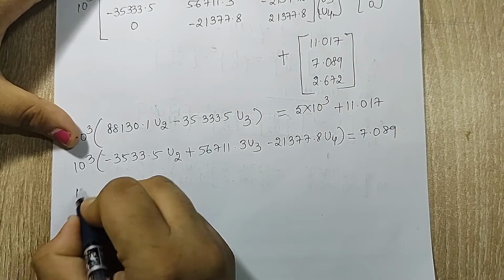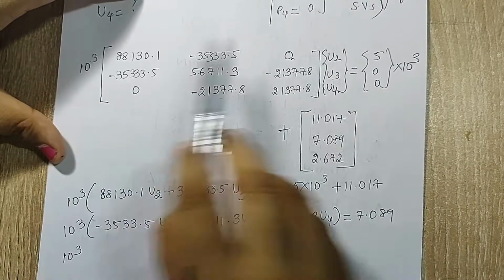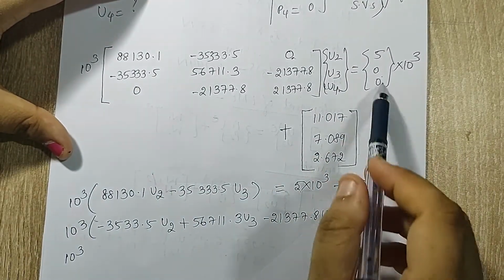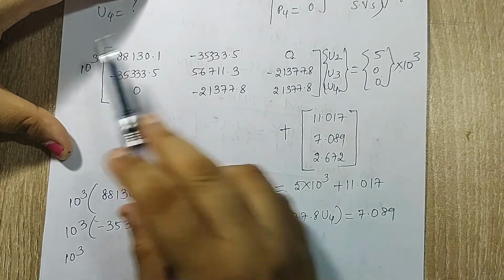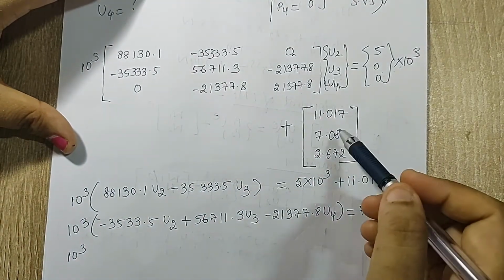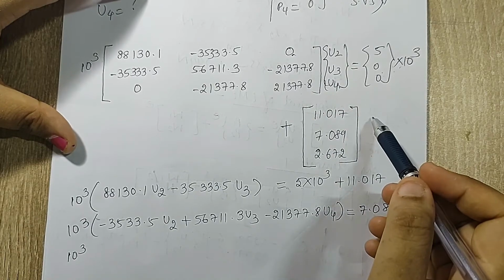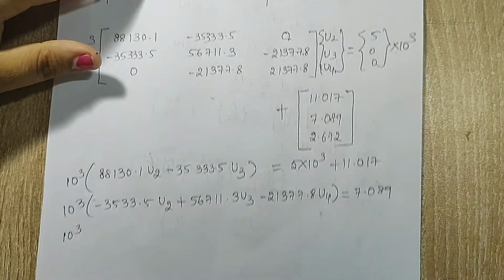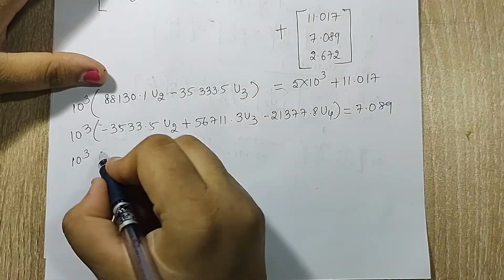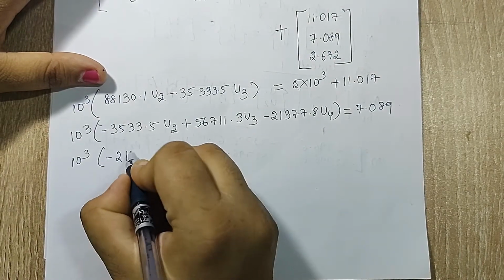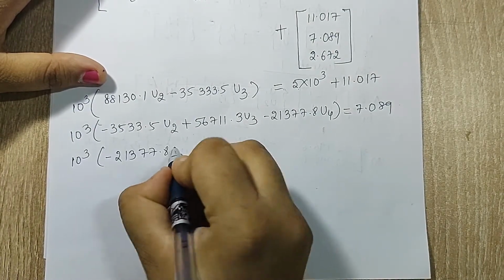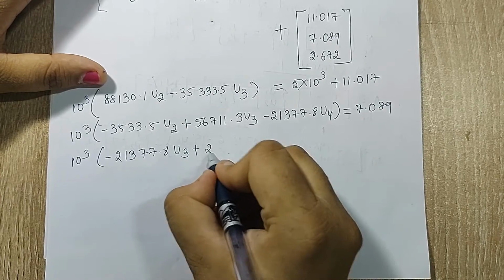And for the last one, here do not cancel out 10 raised to 3 directly. These two terms are in addition. So you cannot directly cancel out this 10 raised to 3, or else I will have to remove 10 raised to 3 from here and then cancel out. But that's not required, because anyways I am going to use the calculator. This is my third equation.